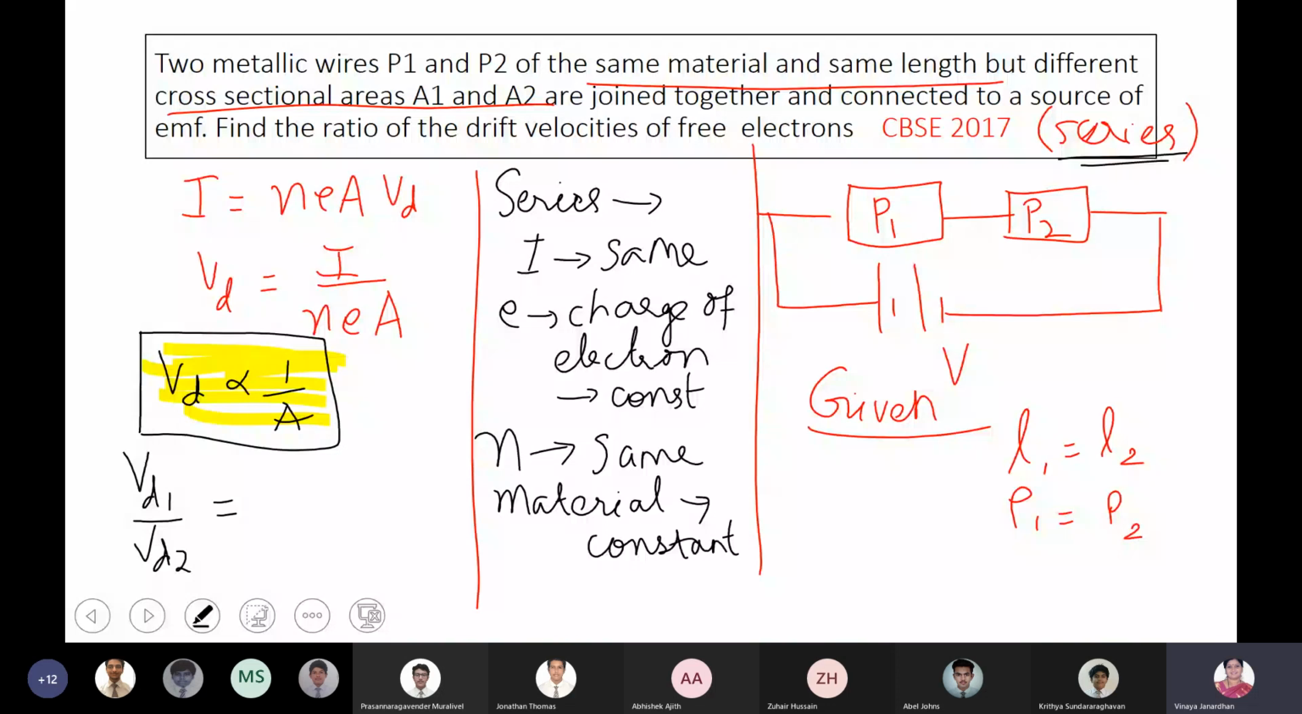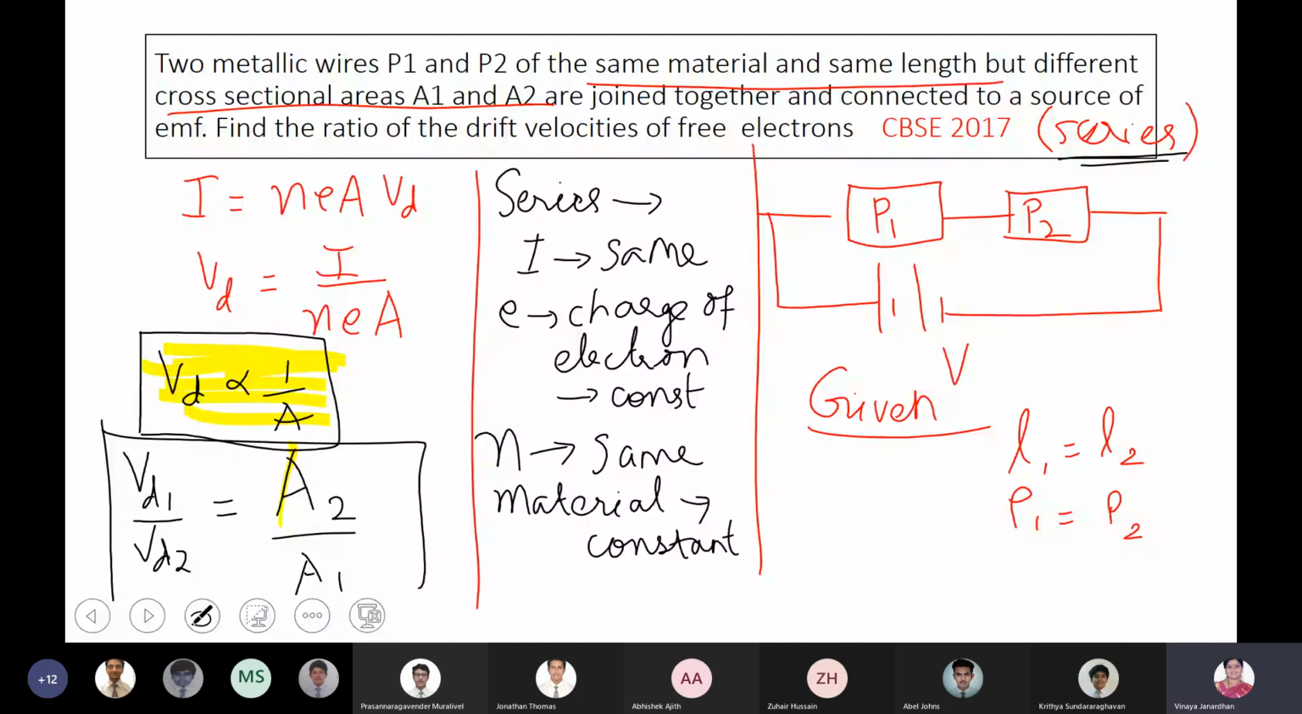Otherwise, what you have to do is write VD1 separately. Find the expression for VD1. What will be VD1, boys? I by NEA1, because I is a constant, N is a constant, E is a constant. I can write A1. Right. Then VD2, I is a constant, N is a constant, E is a constant. I can write A2. So when you divide, it will become A2 by A1. Should I write and show that step? It's fine. That becomes A2 by A1. Why such questions are important?